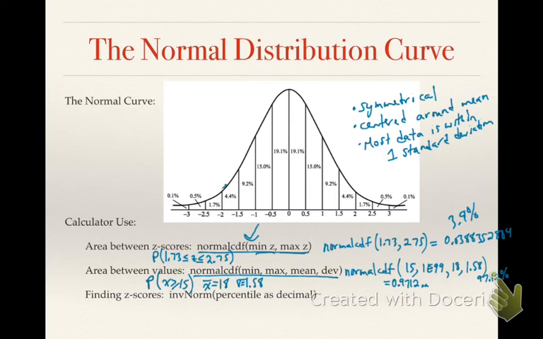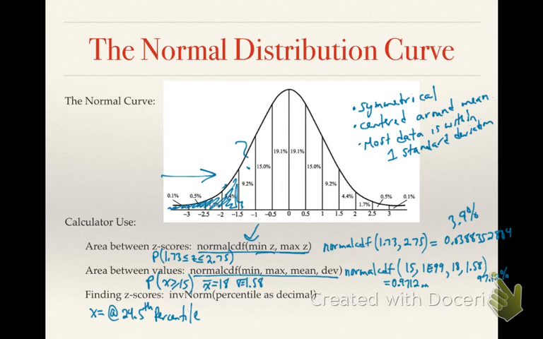Alright, now let's look at finding z-scores. If you know the percentile that a data value lies at, you can actually find the z-score for that data value. So let's say the value that is associated with the 24.5th percentile. Basically you're looking for the z-score 24.5% of the way in. Where does that end up? Because percentiles, remember, always go from the left.